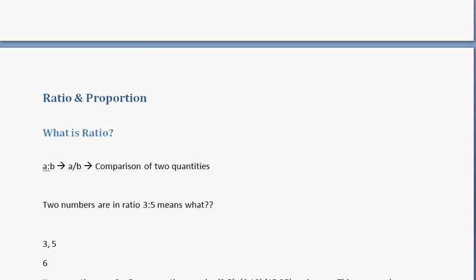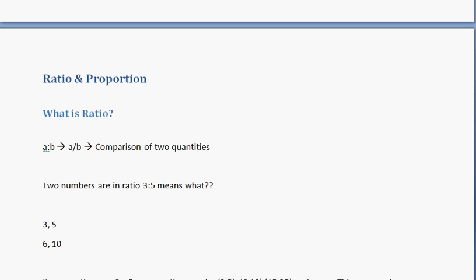If one number is 6, the other number would be in the same ratio, so we have multiplied 3 by 2, we would multiply 5 by 2 as well, so the number would be 10. So now the fraction 6 by 10 is equivalent to 3 by 5, right? Similarly 15 by 25. So if two numbers are in ratio 3:5, they can be 3 and 5, 6 and 10, or 15 and 25, and so on and so forth. So all these numbers are in ratio 3:5, right? So we are comparing these numbers in ratio.